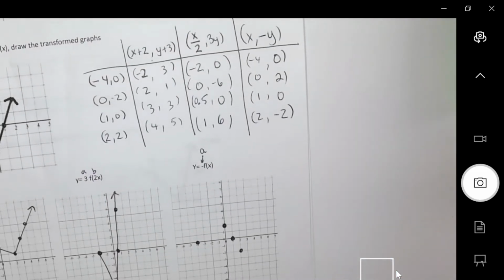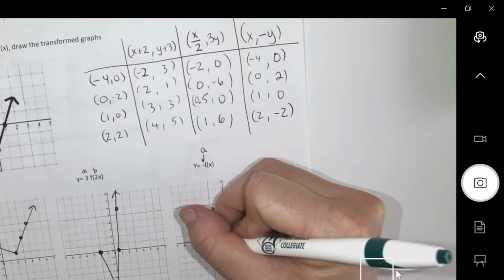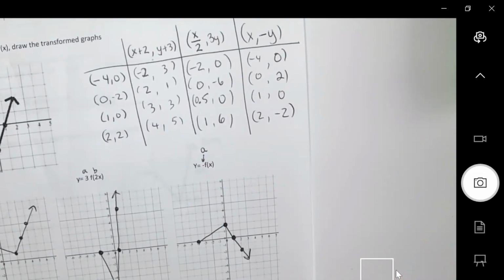Okay, so when you're connecting that, where does the arrow go? Think about that reflection piece. Do you see where the arrow would go? Now my arrow will be heading downward because it reflected.